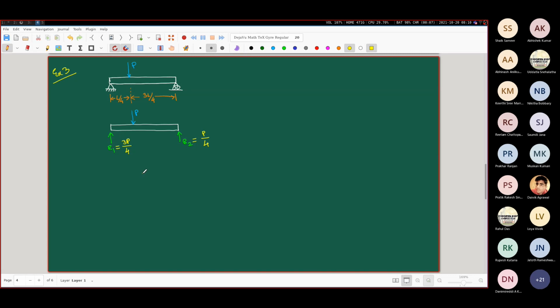Where should I take the cut? If I want to find out the internal bending moment, where should I take the cut? Any suggestions? So we need to take two cuts in that case, one between 0 to L by 4 and one between L by 4 to L. Yes, very good.